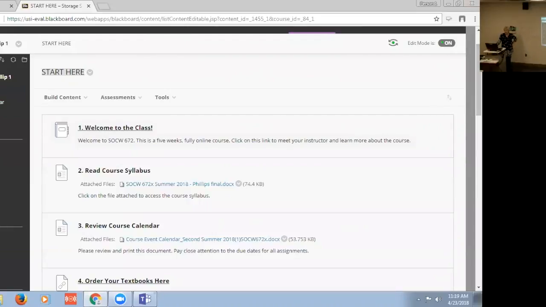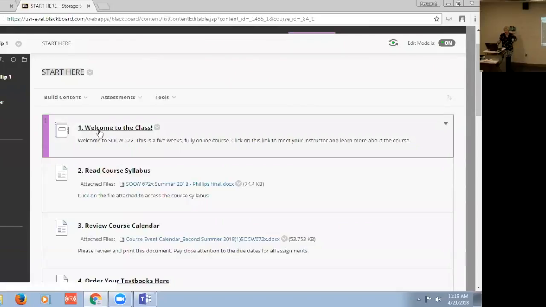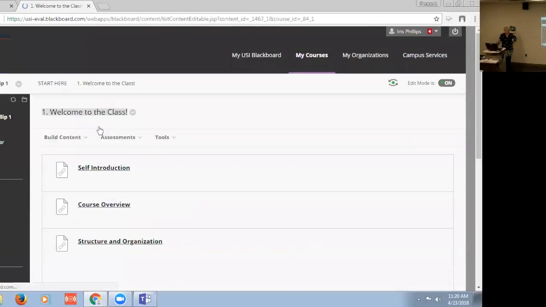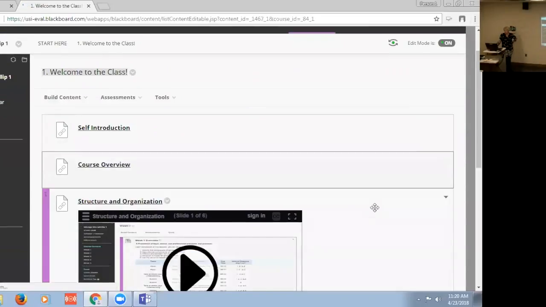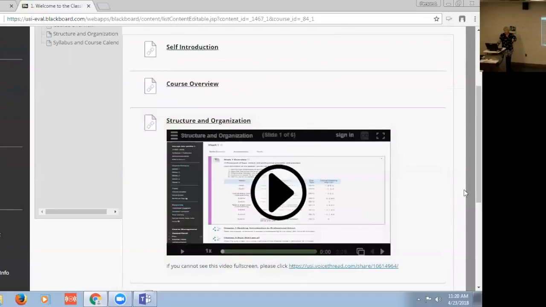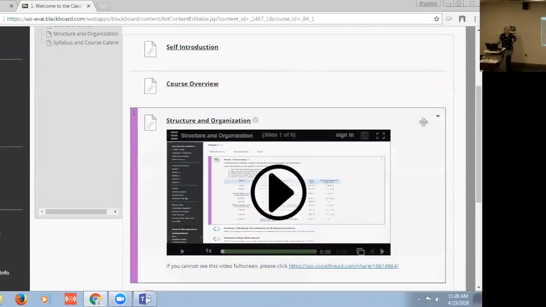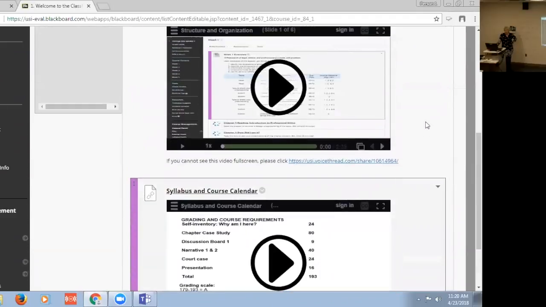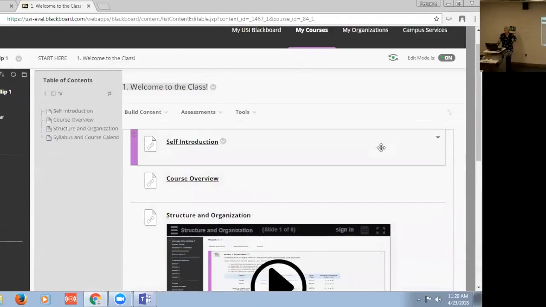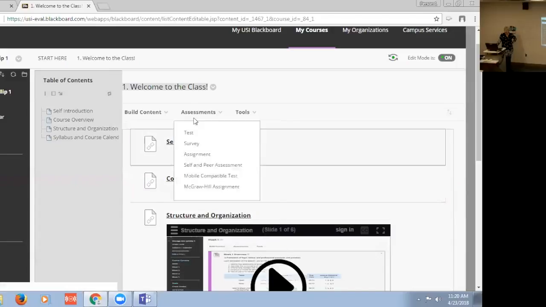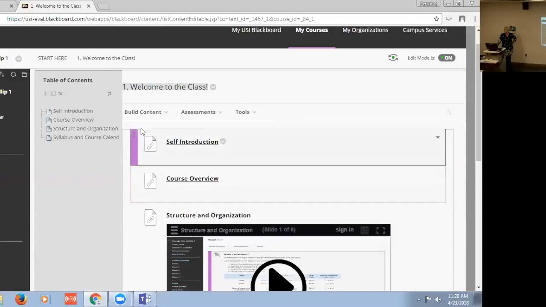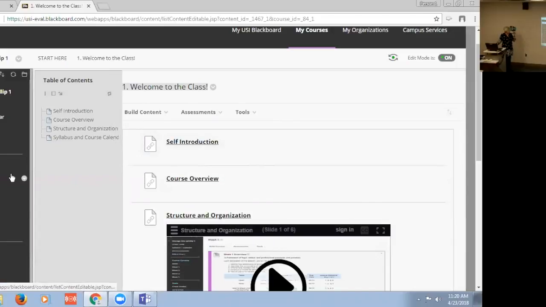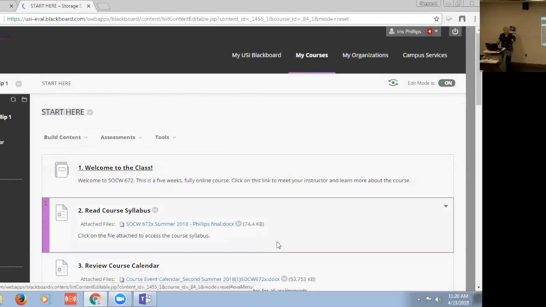So, in setting this up, we did a welcome to the class. Inside that, we have the self-introduction, the course overview, structure and organization, and the calendar. Rather than have all these hanging out there out front, we made it into a little booklet. That was hard for me to get started, but that's where we were.